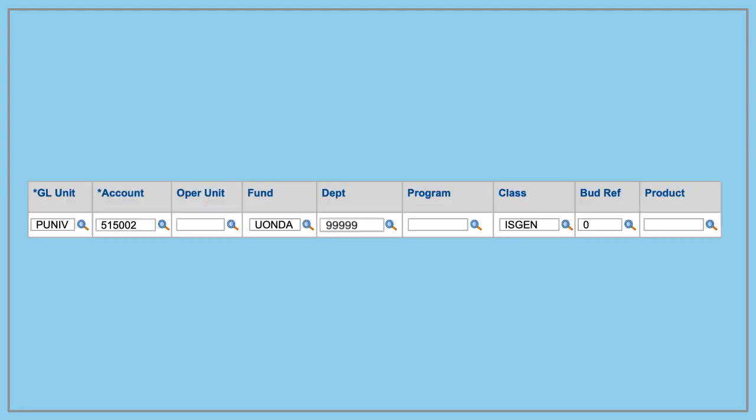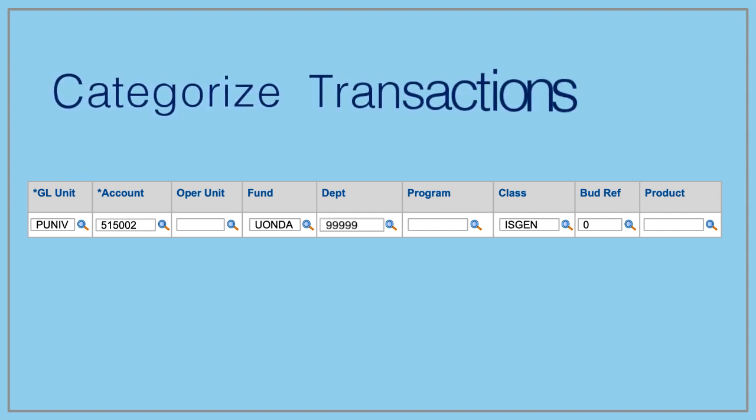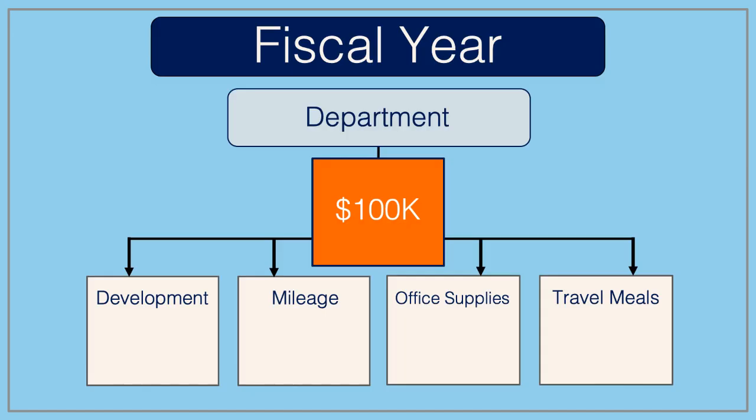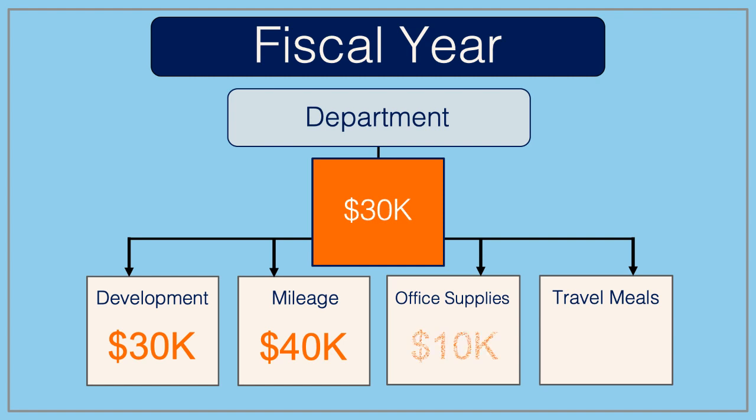The university uses Chartstrings to categorize and track all university transactions. This is important for keeping track of different departmental budgets. These budgets are predetermined every year, and a certain amount of money is reserved to a department for specific uses, like team development, mileage, or supplies.